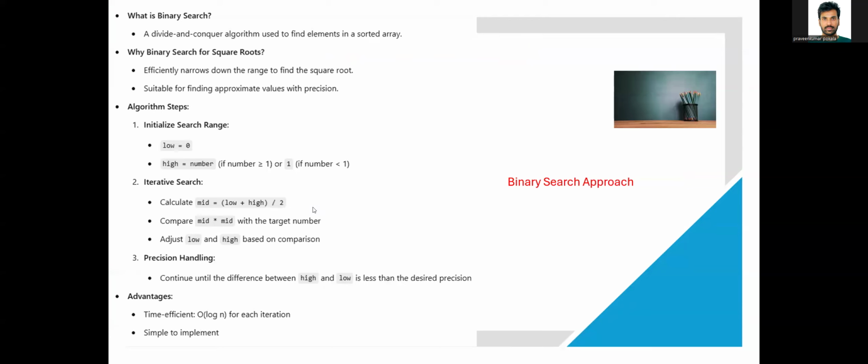The approach we are considering is the binary search approach. As we know, binary search is an efficient, fundamental algorithm that can be used to locate an element in a sorted array by repeatedly dividing the search interval in half.